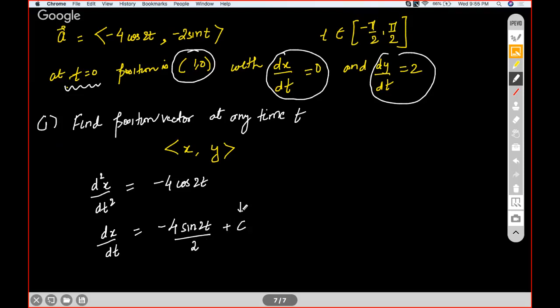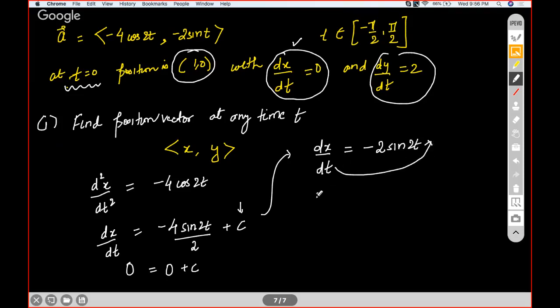Now to get this c, this is the condition: substitute t with 0 and dx by dt with 0. So this is 0, this will also be 0, so c will also be 0. So once you know, dx by dt is negative 2 sin 2t. Again, take this dt on top over here and integrate. So x is equal to 2 cos 2t by 2, which is cos 2t, plus again a c.